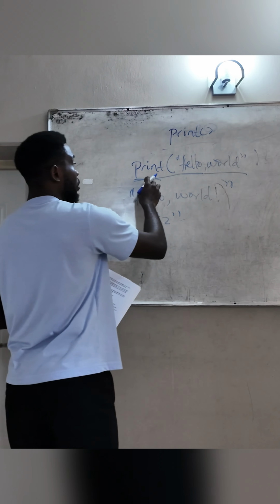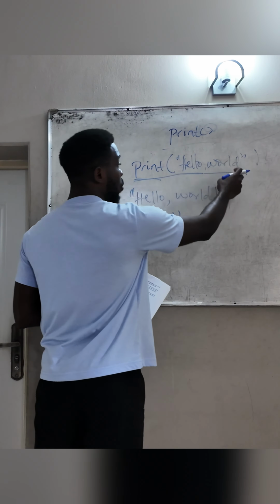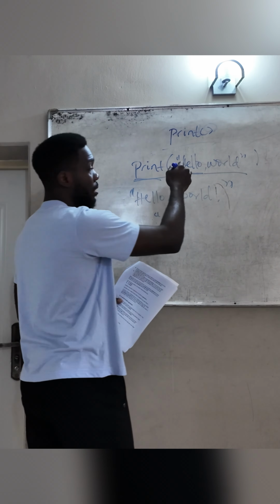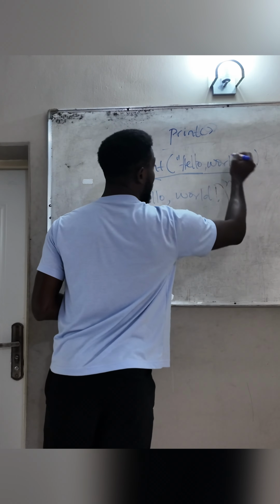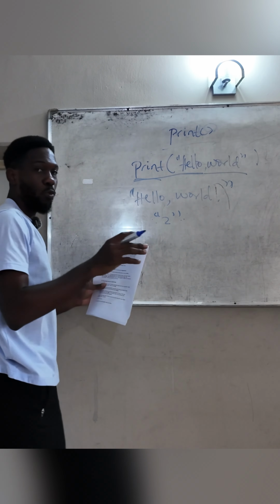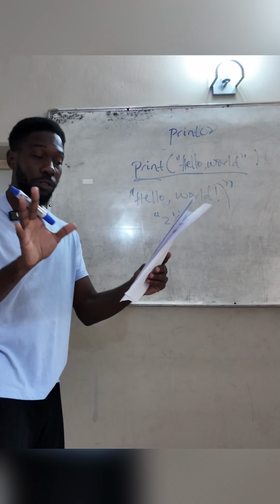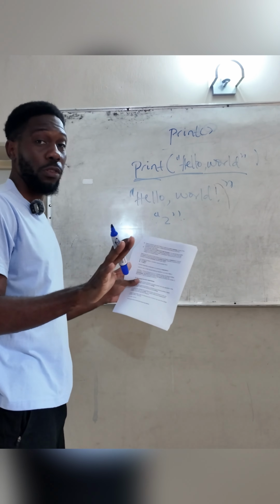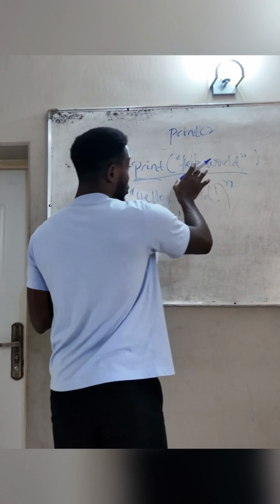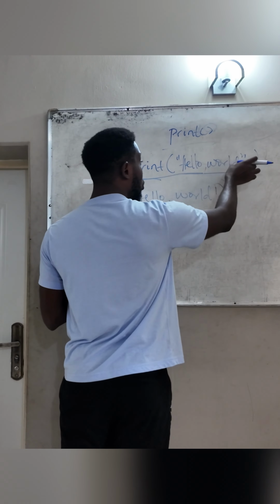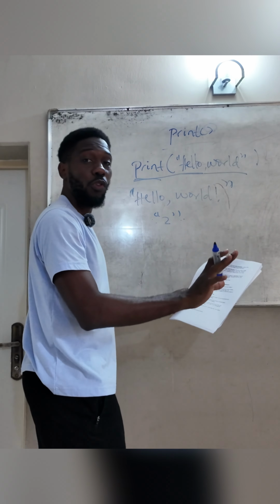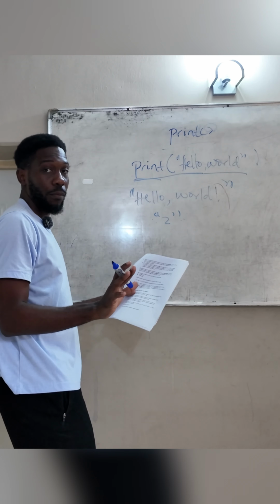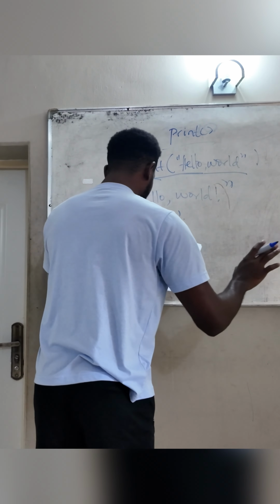Whenever you run a code with print hello world, whatever is in the parentheses is what would be displayed to the screen, right? That is just a function. That is what this is doing here. It's just going to display hello world to your screen. It's not doing any other thing, right? Just going to display to your screen.